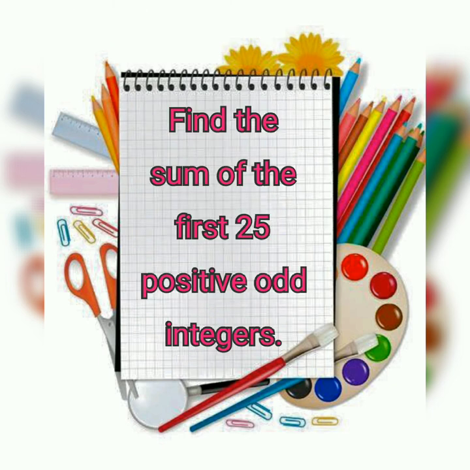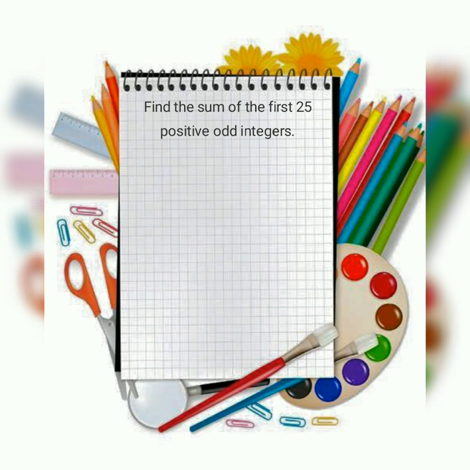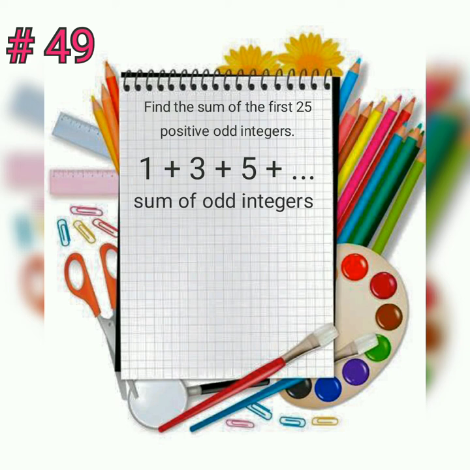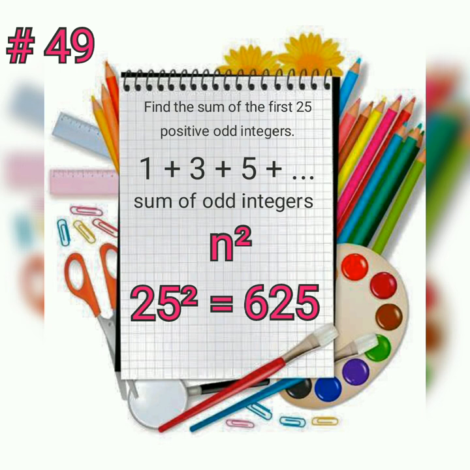Find the sum of the first 25 positive odd integers. The sum of positive odd integers is equal to n squared. So if we are looking for the sum of the first 25 positive odd integers, that will be 25 squared, which is equal to 625.